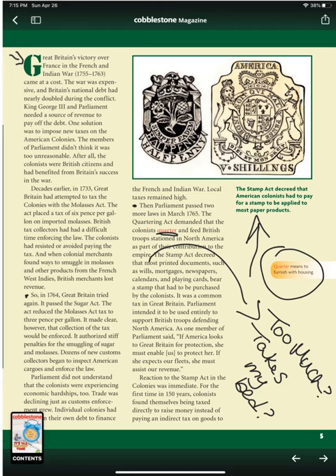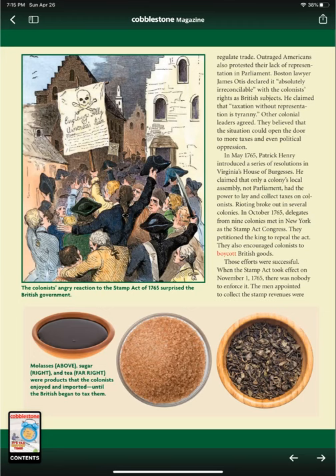Reaction to the Stamp Act in the colonies was immediate. For the first time in over 150 years, colonists found themselves being taxed directly to raise money instead of paying an indirect tax on goods to regulate trade. Outraged Americans also protested their lack of representation in Parliament. Huge phrase. Boston lawyer James Otis declared it absolutely irreconcilable with the colonists' rights as British subjects. He claimed that taxation without representation is tyranny. This is a very, very famous phrase right here.